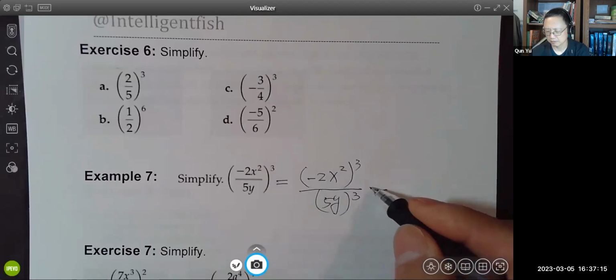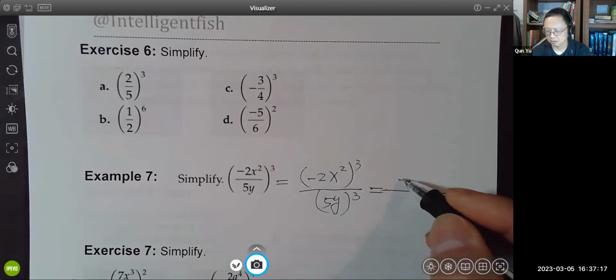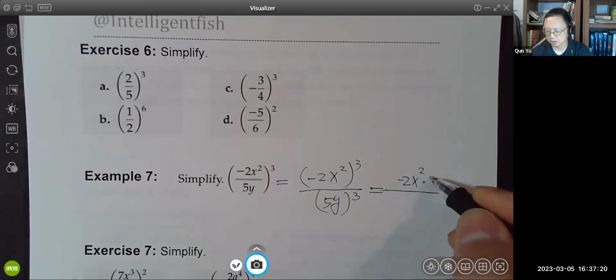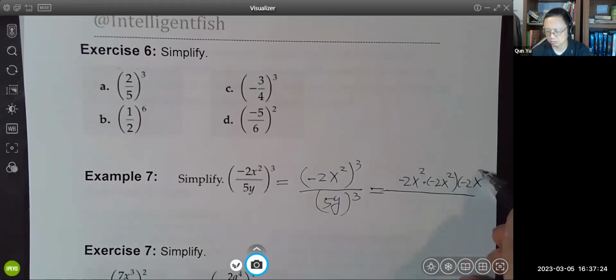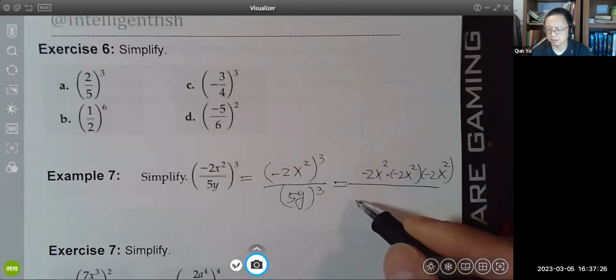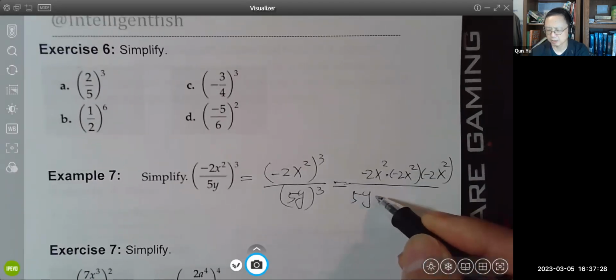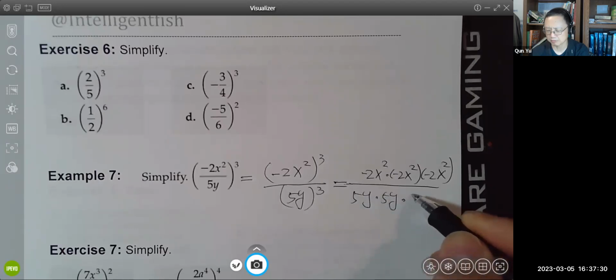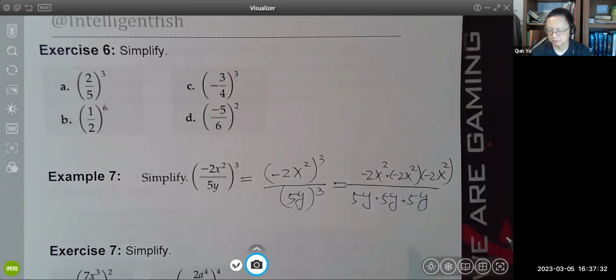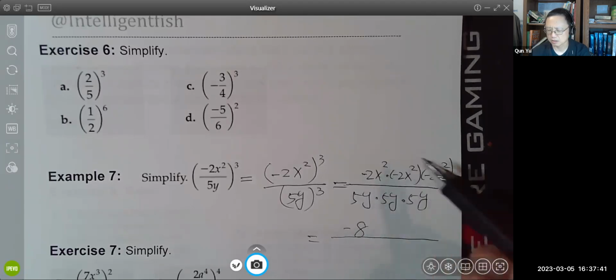So we're going to have negative 2x squared times negative 2x squared times negative 2x squared. Same thing for the bottom part, 5y times 5y times 5y. So let's see what we get. 3 negative numbers multiplied together is still negative. So we get negative 8, x squared times x squared times x squared.